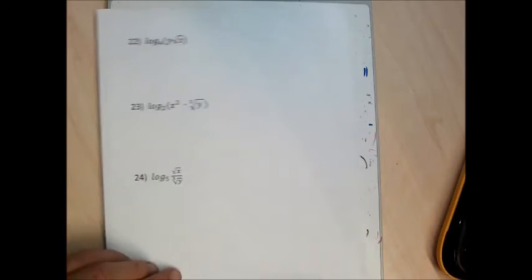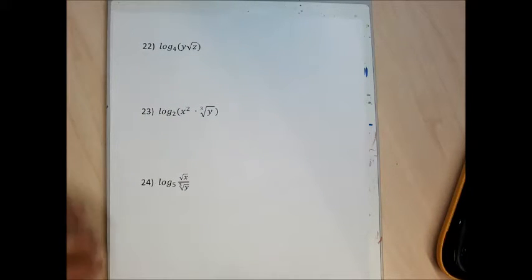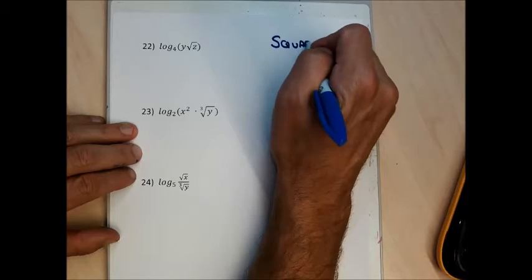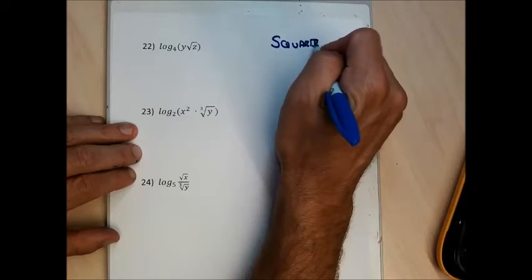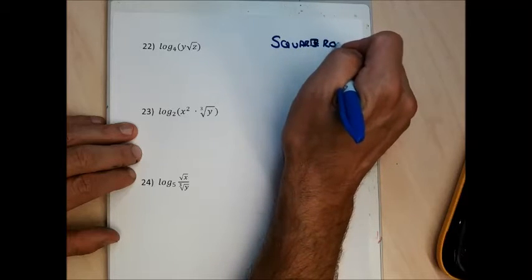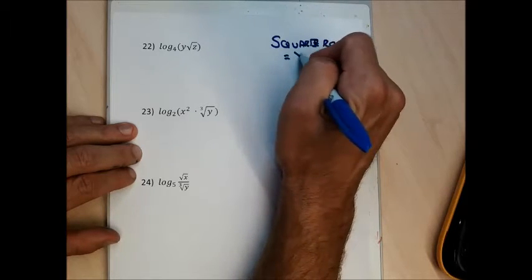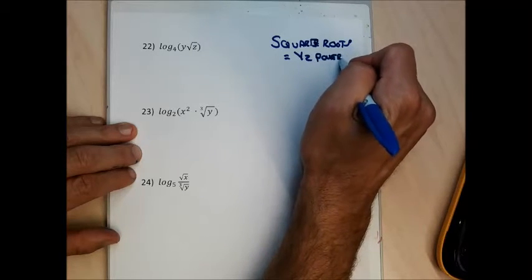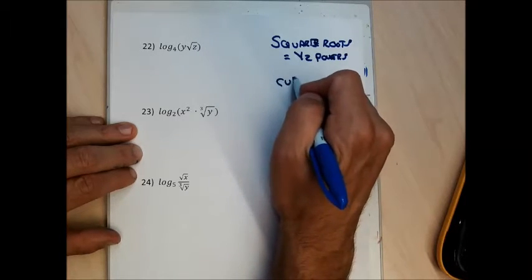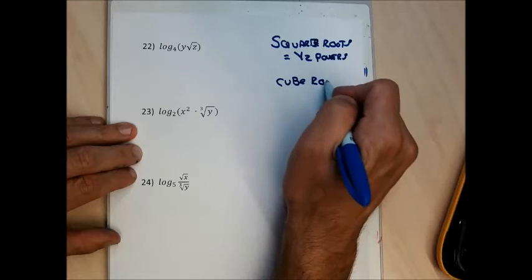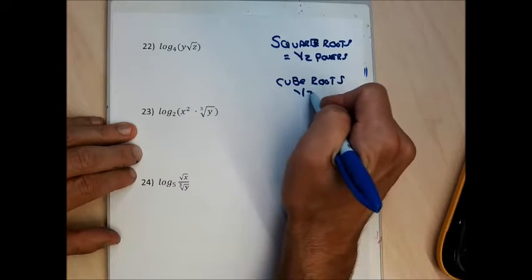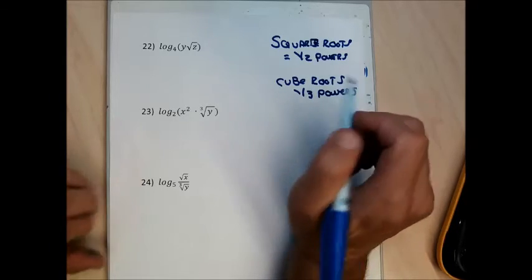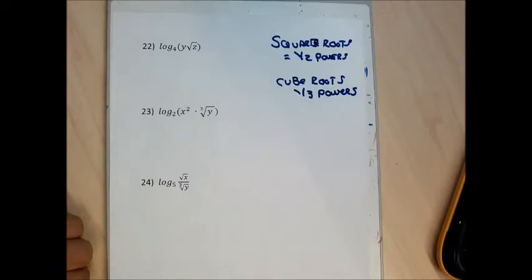For 22, 23, and 24, we have to know that square roots are 1/2 powers. And cube roots are 1/3 powers.